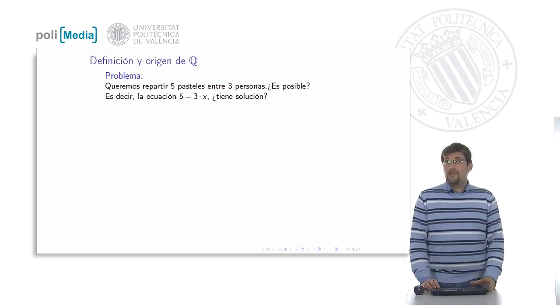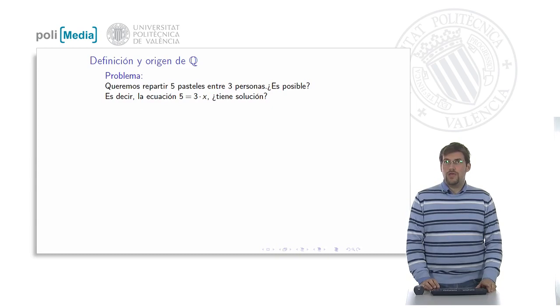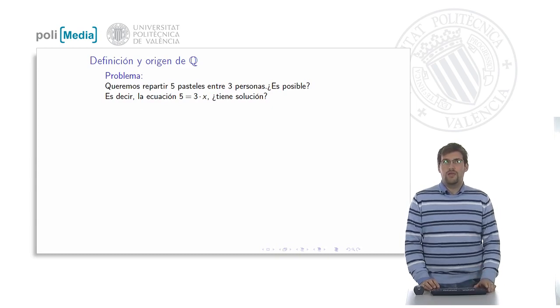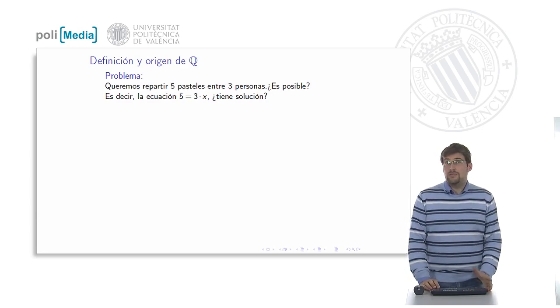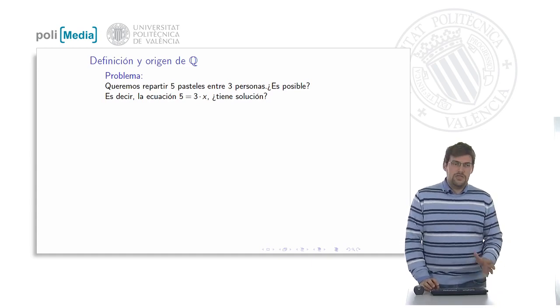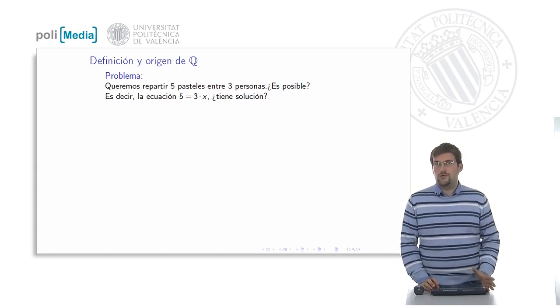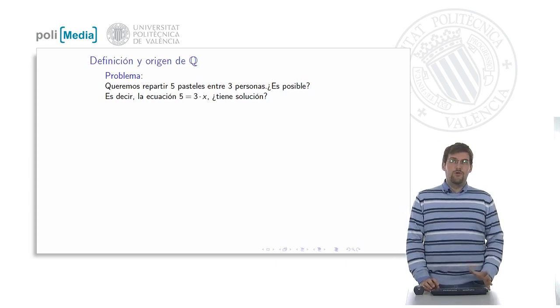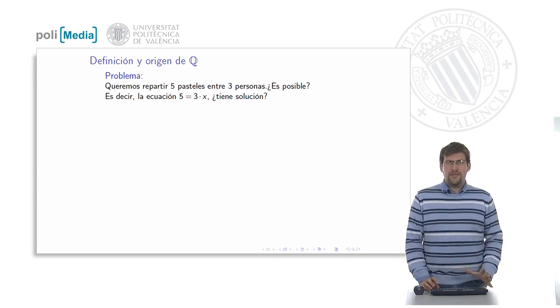The origin of Q. Like almost any new number, the origin of new numbers comes from practical problems. In this case, the problem we present here is quite natural. We have 5 pastels to distribute among 3 people, and we are wondering if this is possible. If we distribute them equally, we will have 2 remaining. If we give 2 to each person, we will be short of 1. It appears there is a challenge.